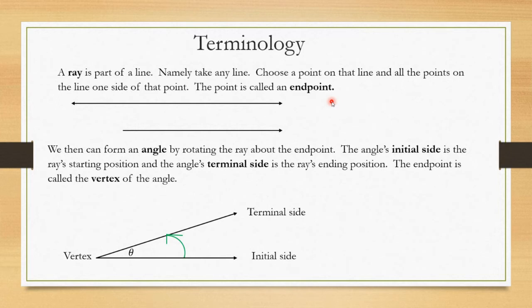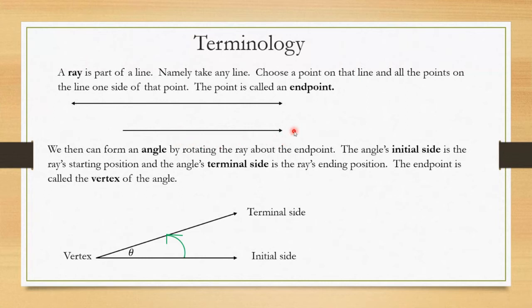You take any line. What you do is you take a point on that line, and then you take all points on the line on one side of that point, and the other side you throw away. And that point becomes an endpoint. And we have here what's called a ray. This is what we call a ray.